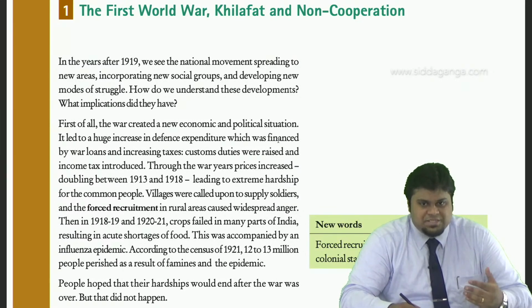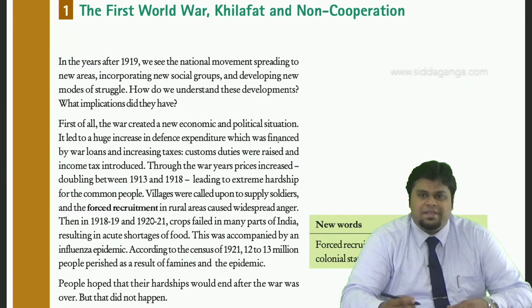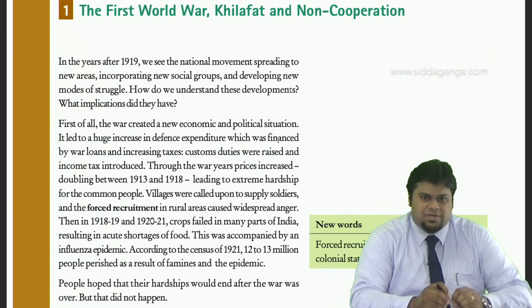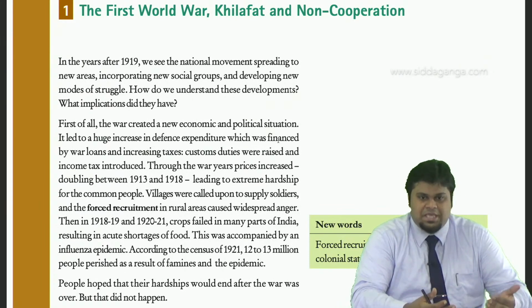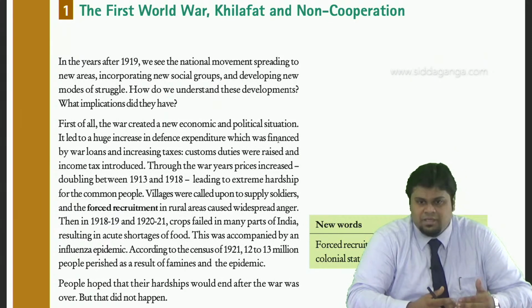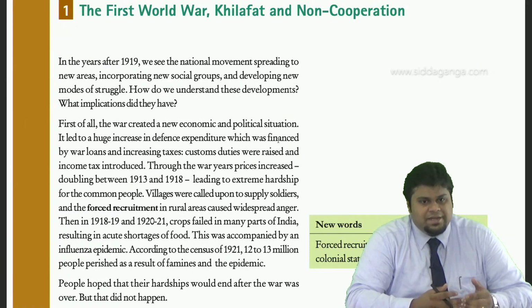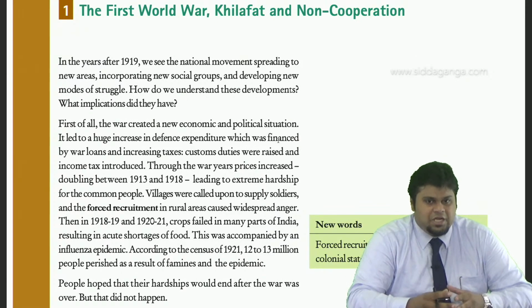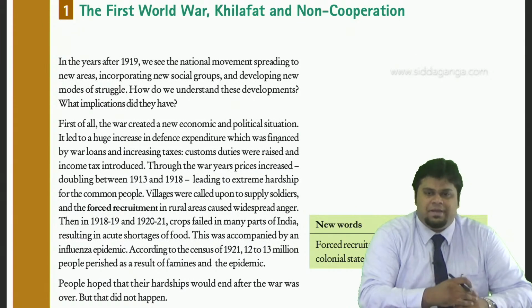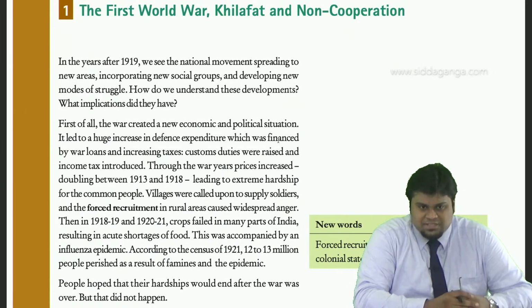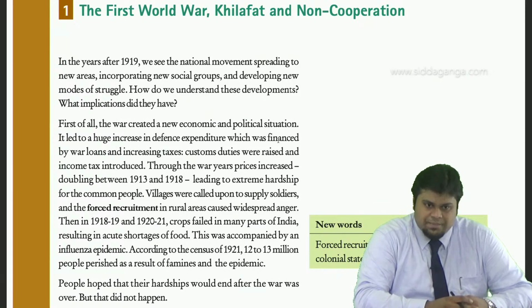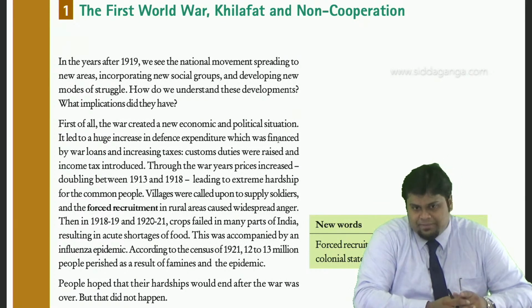Villages were being called upon to supply soldiers, and this forced recruitment, that is, forcibly making people enroll in the army, caused widespread anger. In 1918-19 and 1920-21, crops failed repeatedly in many parts of India. This resulted in acute shortages of food, which was also accompanied by the influenza epidemic.